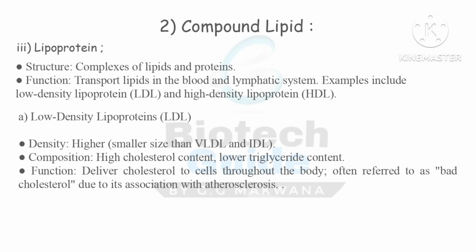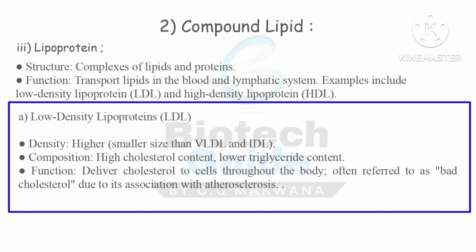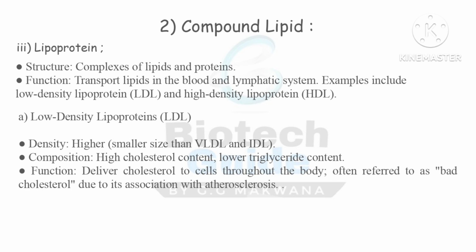Then the third type of compound lipid is lipoprotein. Mainly, when lipid is combined with a protein, it is known as a lipoprotein. Function is mainly to transport lipid in the blood and the lymphatic system. Examples include low density lipoprotein and high density lipoprotein. First, low density lipoprotein. Density is higher and size smaller than VLDL and IDL. VLDL stands for very low density lipoprotein and IDL stands for intermediate density lipoprotein.